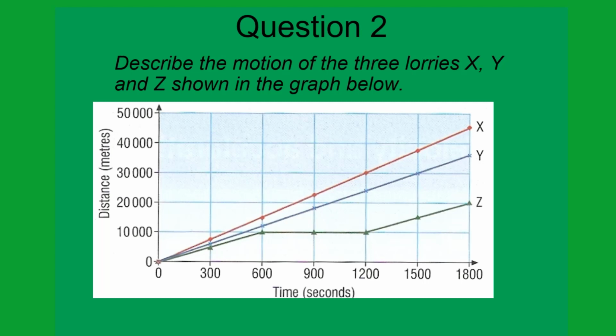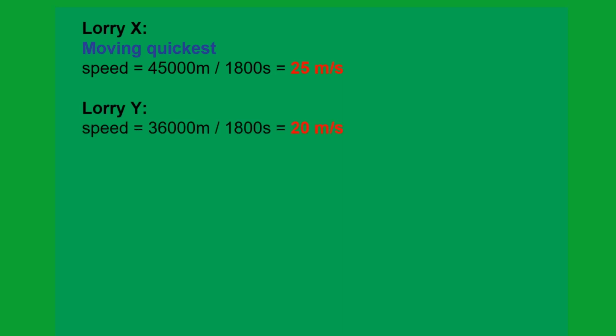Now look at the solution. Here lorry X is moving quickest because the gradient or slope of the distance-time graph is steeper. Speed equals 45,000 meters divided by 1800 seconds, so 25 meters per second. On the other hand, lorry Y speed equals 36,000 meters divided by 1800 seconds, so 20 meters per second.